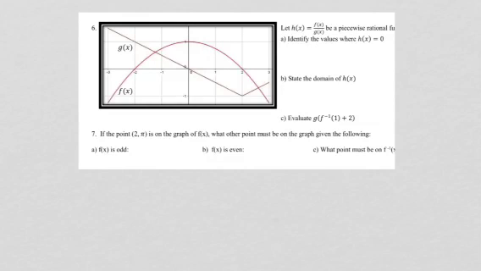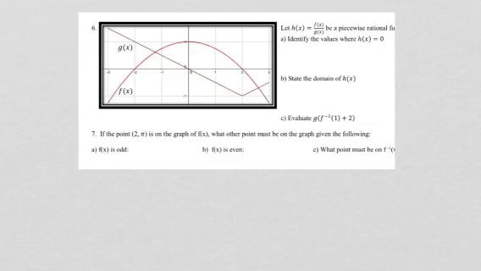Alright everybody, I think we're going to knock out 2 problems in one video because I think these ones are going to go quicker. So, number 6, we have 2 graphs here. We have g of x and f of x, and it's telling us that h of x equals f of x divided by g of x, okay?